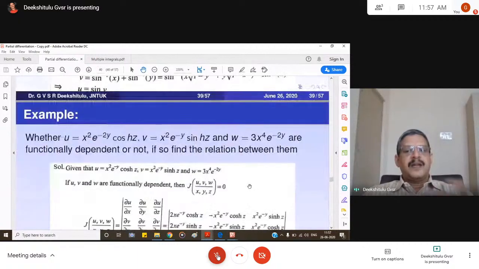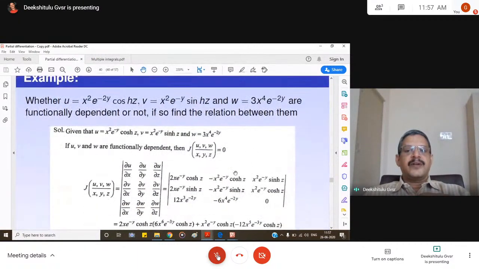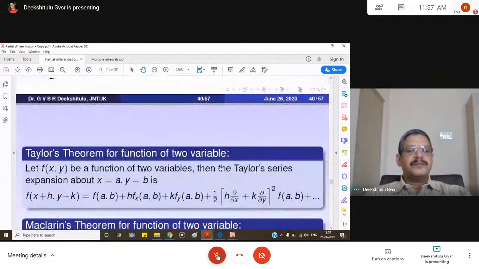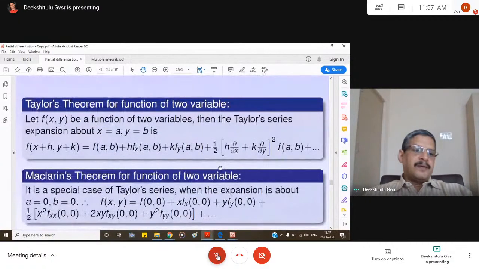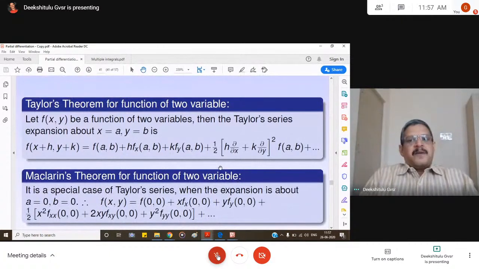Okay. So another function like this you can go through. In 3 variables you can practice it. Now, Taylor's theorem for a function of 2 variables. We have done it for 1 variable. This morning also we have discussed it, but now it is for 2 variables.